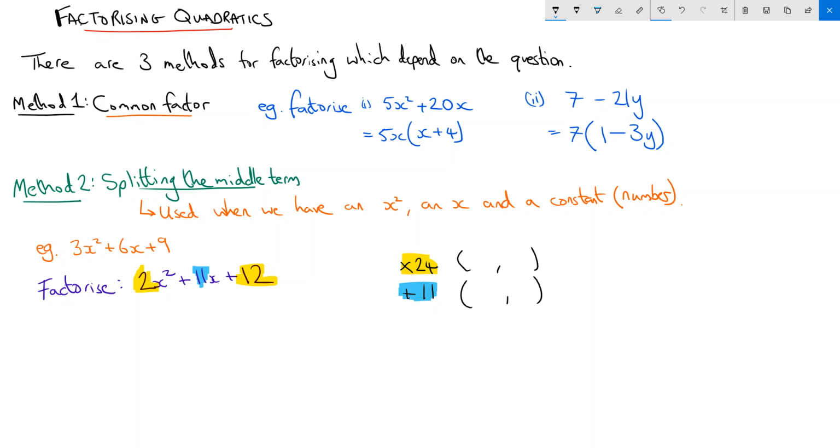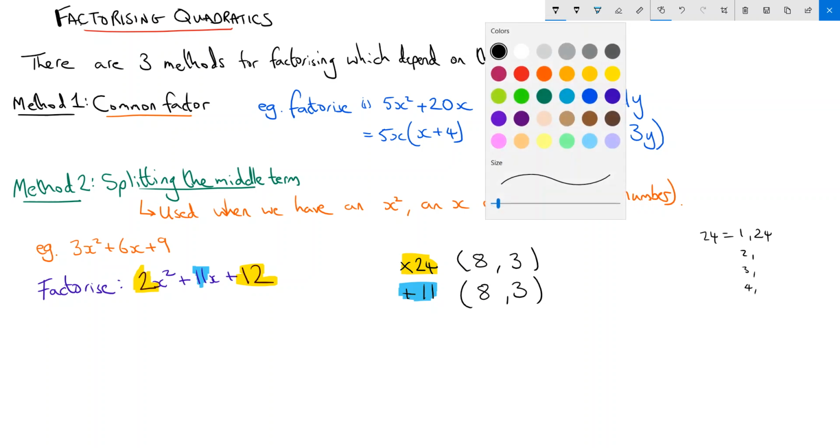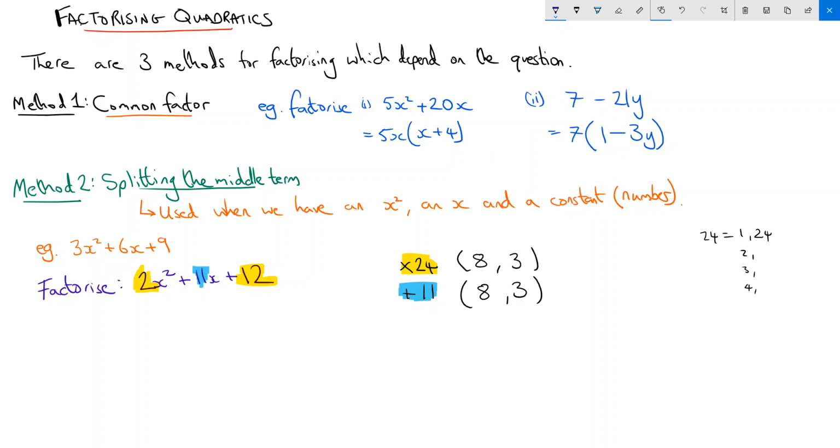Now, go through your 24s. Think of the numbers that multiply to give 24. 1 and 24. 2 and whatever. 3 and... Keep going through it until you find two numbers that multiply to give 24 and add to give 11. Wait, 3 eights are 24. 8 add 3 is also 11. Once you've got that, that is the hardest bit done, okay?